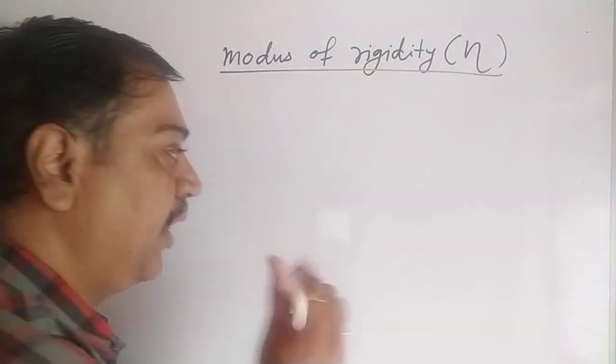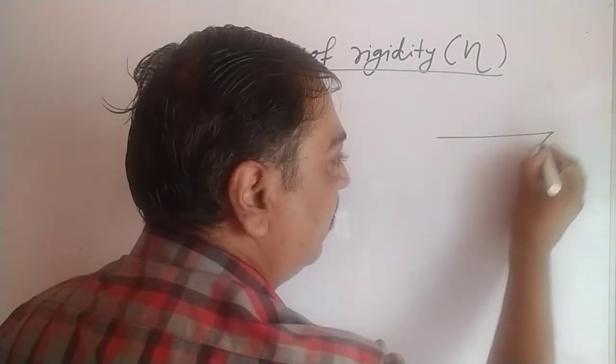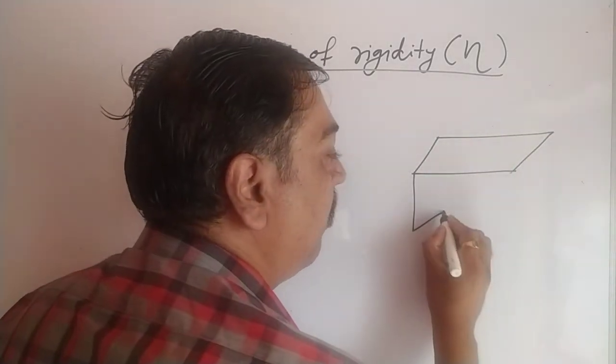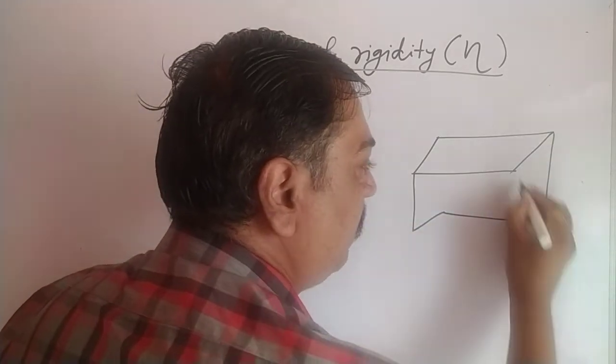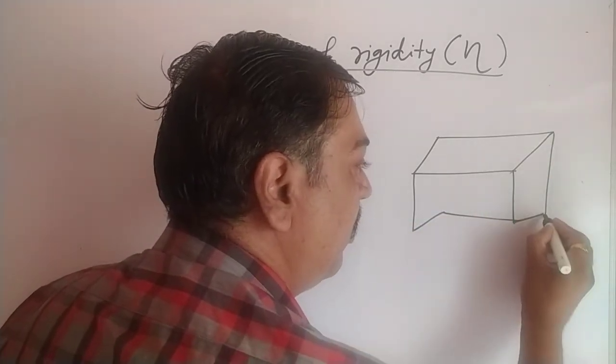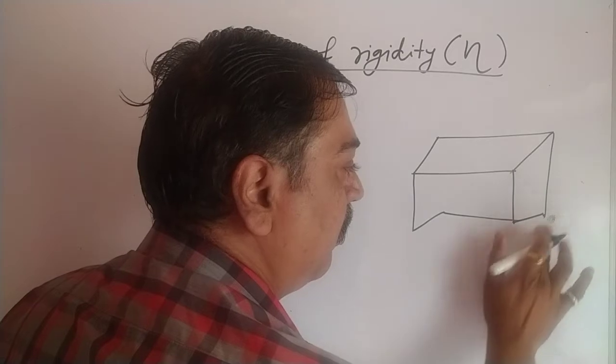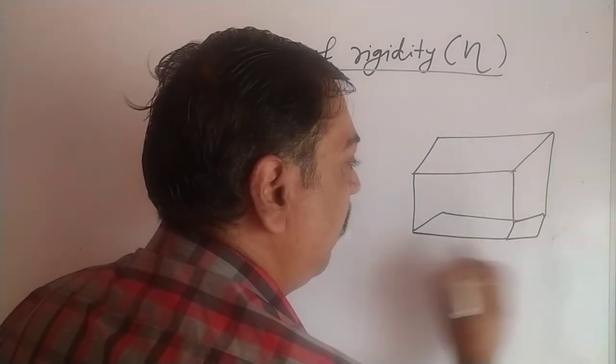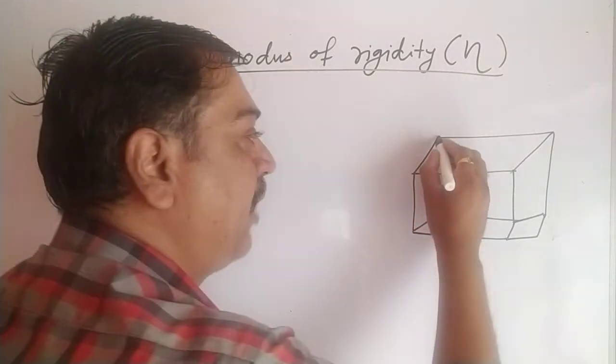So here in your book they have drawn such a thing. I will try to draw it. Such a thing they have tried to draw. They have drawn it in your book. So we will draw accordingly. Such a diagram they have drawn. Okay, such a cube they have taken.